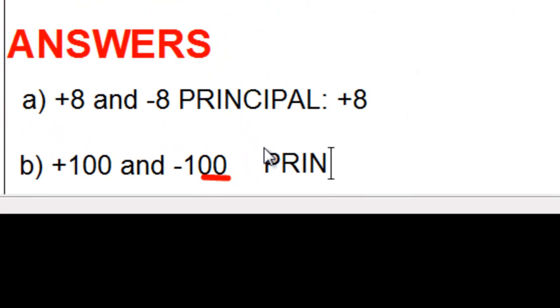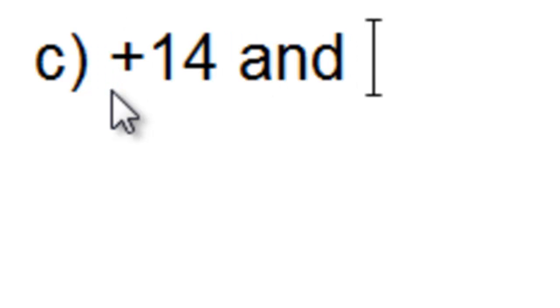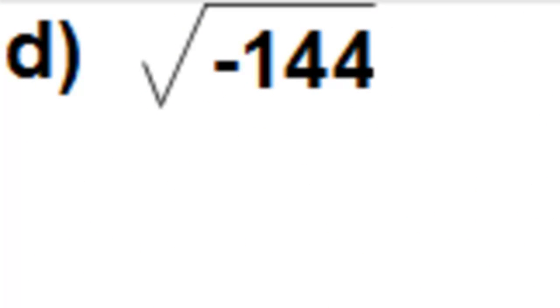Okay, so what's the principal root here? The principal square root of 10,000 is plus 100. Okay, let's look at C, the root of 256. The root of 256 is plus 14 and minus 14. And the principal square root is plus 14.